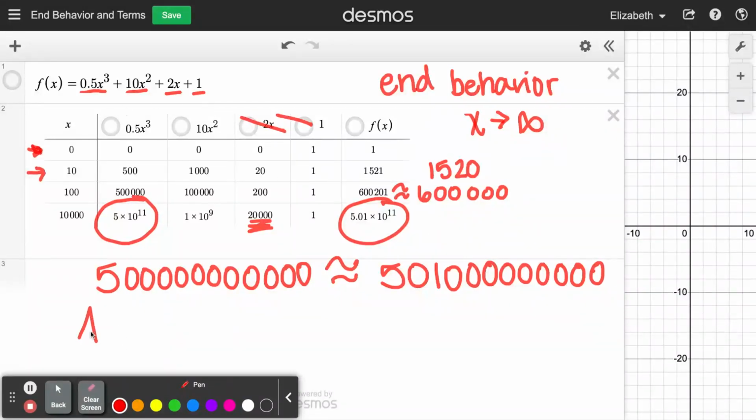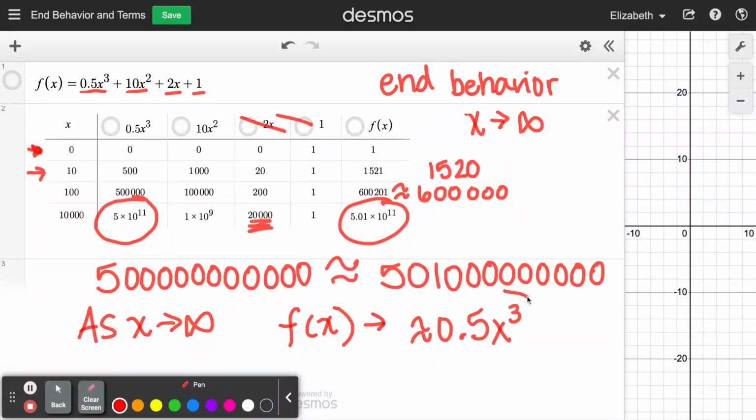So as x approaches infinity, the whole function f of x gets really close, it's approaching approximately just 0.5 x cubed. You could just plug it into 0.5 x cubed and ignore the rest of the terms, and you'd have a general idea about what's happening with this function. We're going to look at another example, and see why it's this term here. What makes this term special?